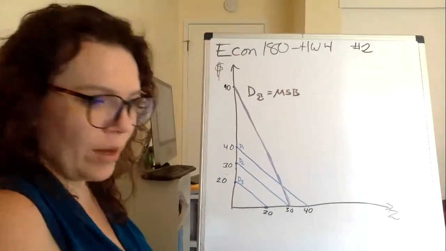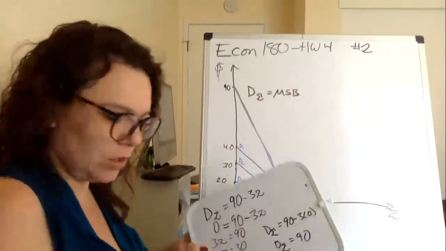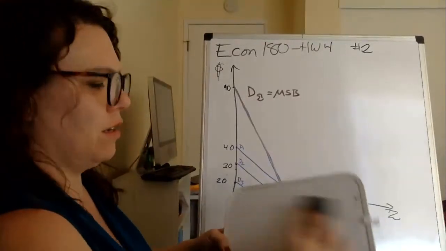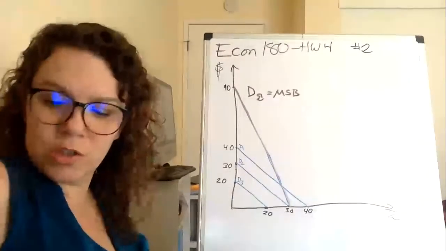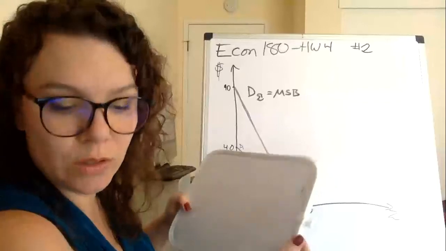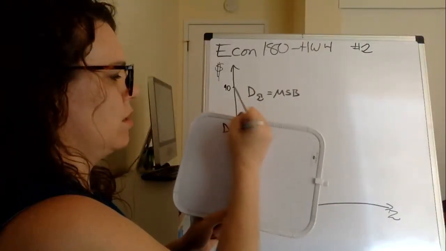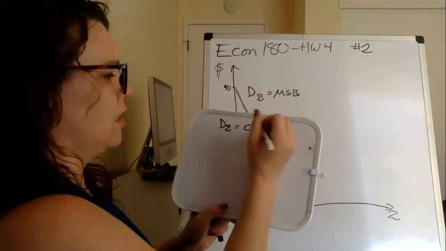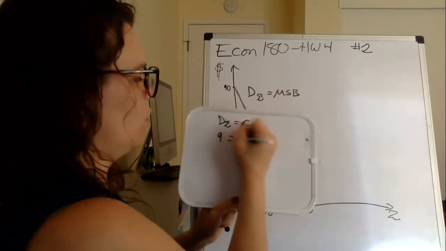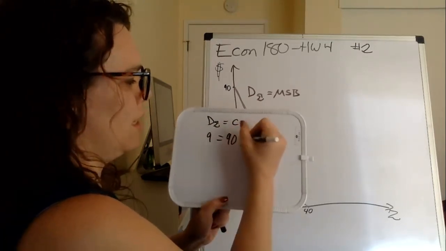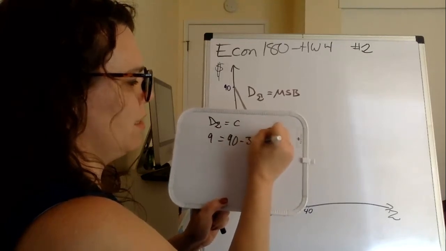And so what we want to do, we want to do two things. The first thing we want to do is we want to set D summation, or our marginal social benefit curve, equal to 9. So we want to set D summation equal to C. So that's going to be 9 is equal to 90 minus 3z.